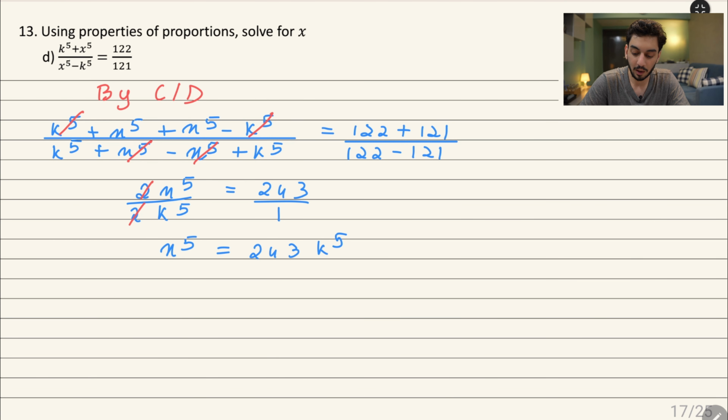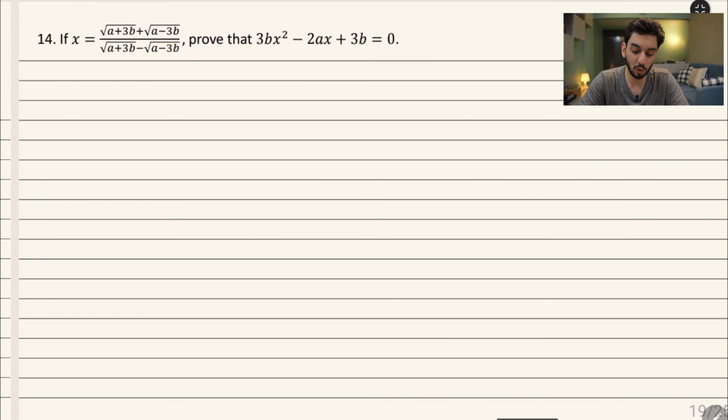Now I know that 243 is actually 3 raised to 5, so I can write it as x raised to 5 is equal to 3 raised to 5 times k raised to 5. I can take a fifth root on both the sides, so it becomes x is equal to 3k, and that is it. That is my answer. x is equal to 3k. Simple. Okay, let us move ahead to the next question.